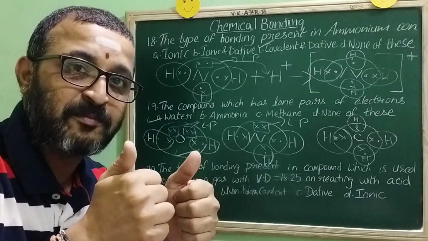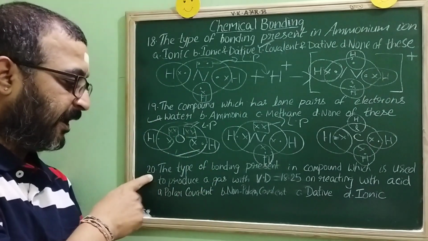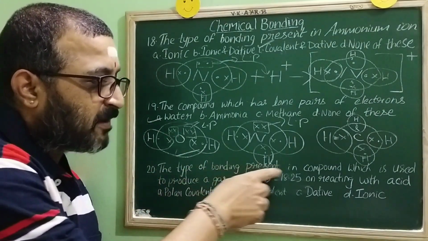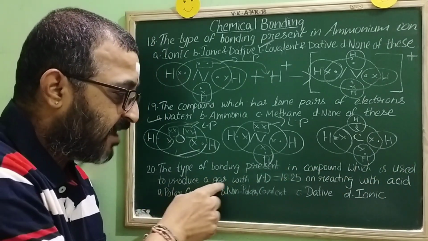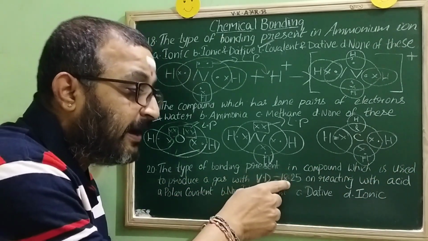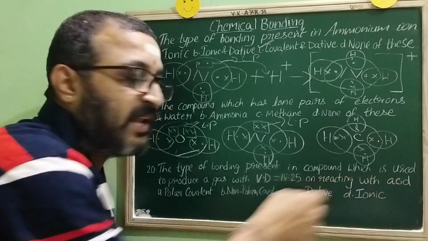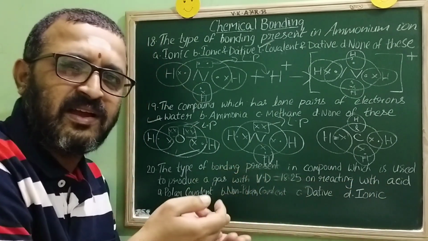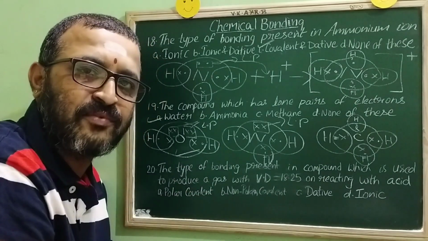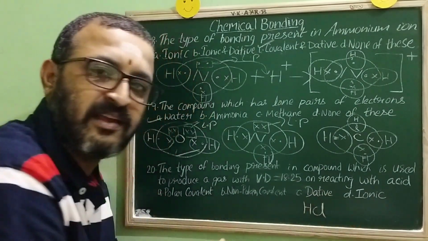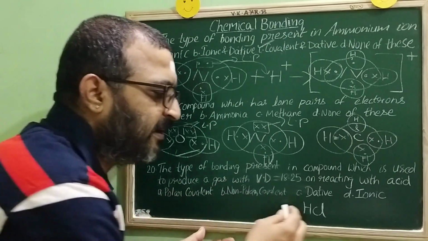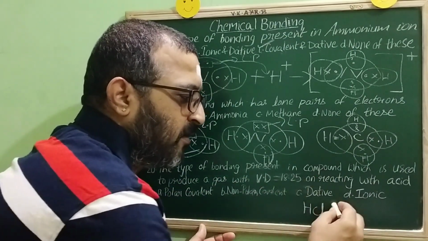Okay, children, let us proceed with question number 20. The type of bonding present in the compound which is used to produce a gas with vapor density 18.25 on reacting with acid. Children, which gas is having a vapor density of 18.25? According to me, it is HCl. How is the vapor density of HCl 18.25, right?